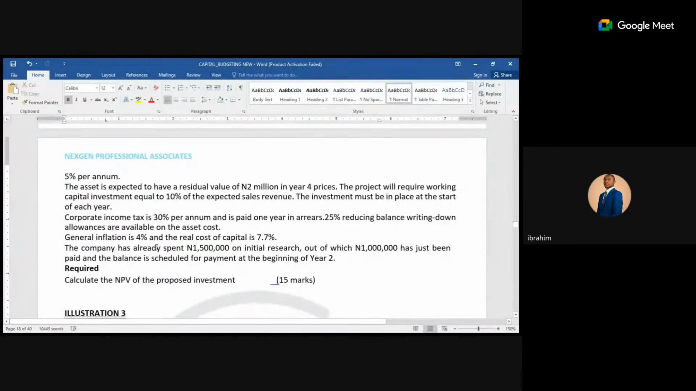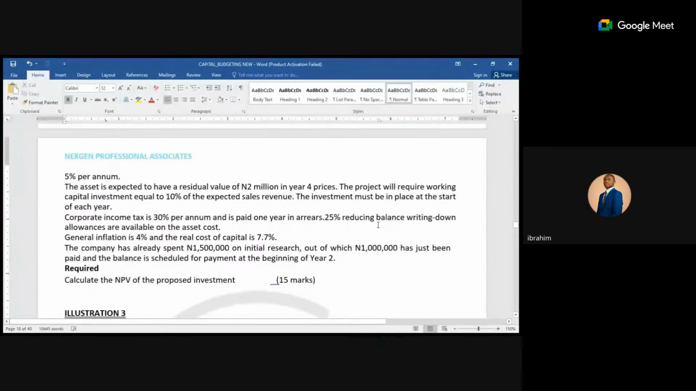Corporate income tax. Corporate income tax is 30% per annum, and is paid 1 year in arrears, meaning that tax is being paid in arrears. So year 1 will be paid in year 2, year 2 will be paid in year 3, year 3 will be paid in year 4, year 4 will be paid in what? In year 5.